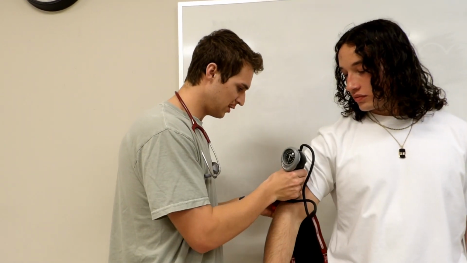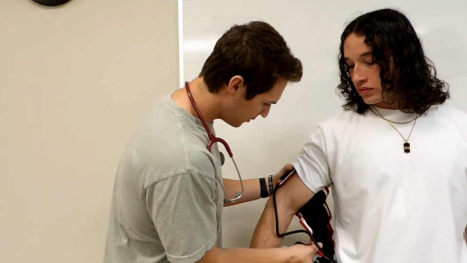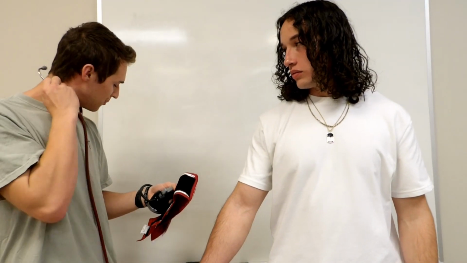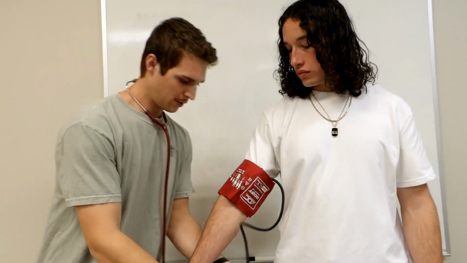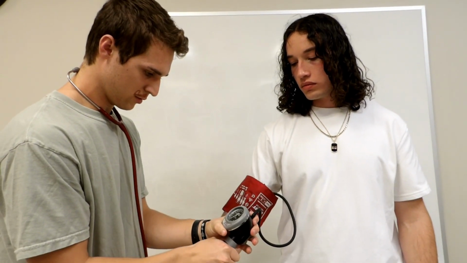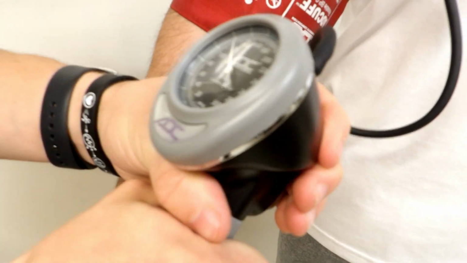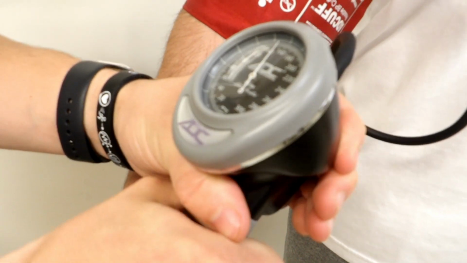All right. So we just did some exercise, so this blood pressure should be a little bit higher than what it normally is. Now I'm going to put this blood pressure cuff on him. I'm going to pump it up to 160, just to make sure the systolic can be captured in this.